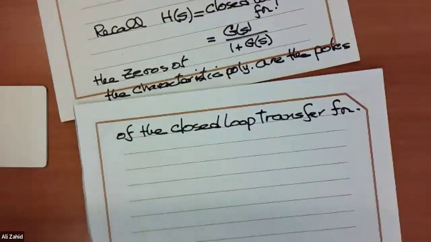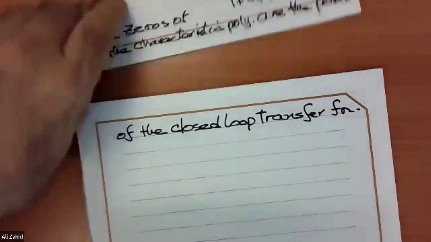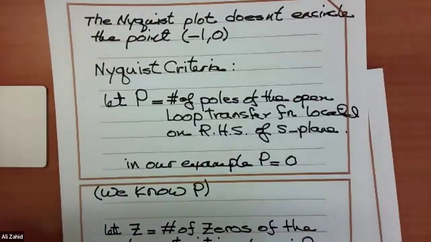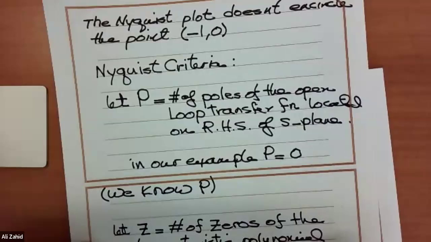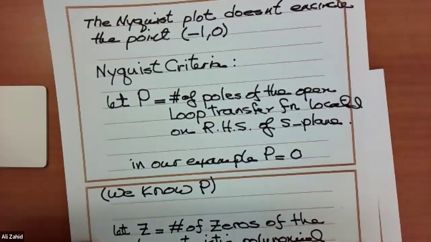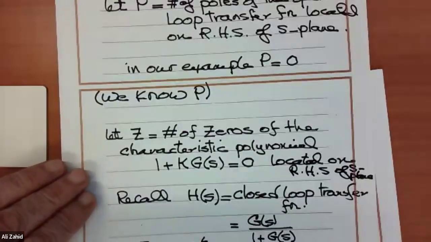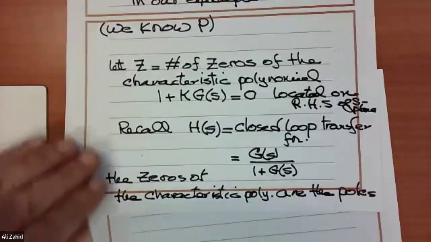Are you following me? Yes. Do I know it? Let's see. Z be the number of zeros of the characteristic polynomial located on the right-hand side of the S-plane. Located on the right-hand side of the S-plane. Are you following me on that?